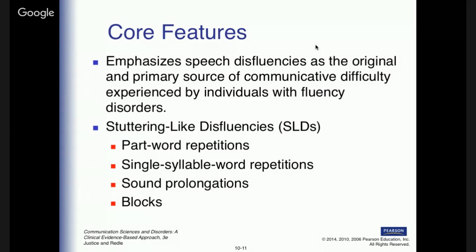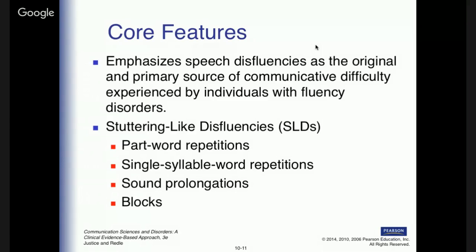So we've got part word repetitions, like this. Also a little bit of single syllable word repetition. So, mom, can I. We also have sound prolongations, where we're actually prolonging a sound within the word.